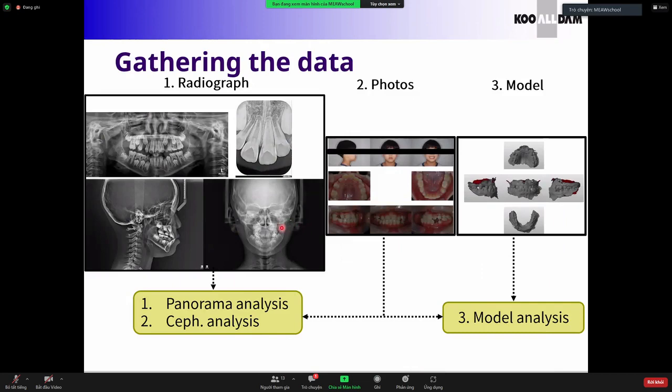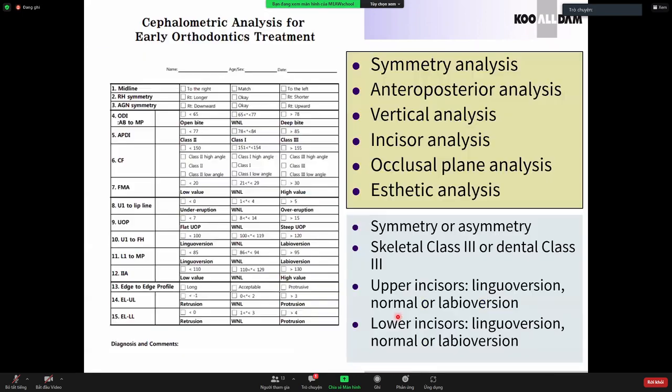So at that time, I want to gather the data like this. As you know, this is a panorama radiograph and SAP, lateral and PA, and periapical intraoral radiograph in the upper anterior area, and facial and intraoral photos and model. So we should analyze these data.